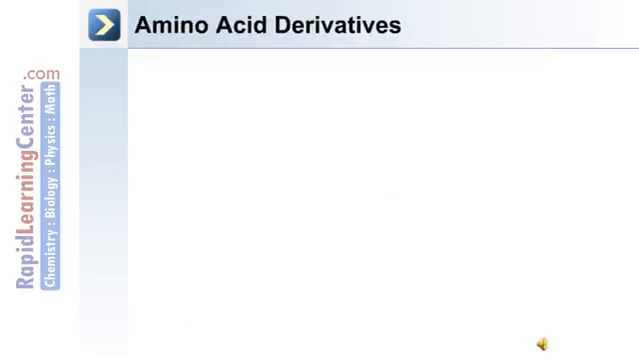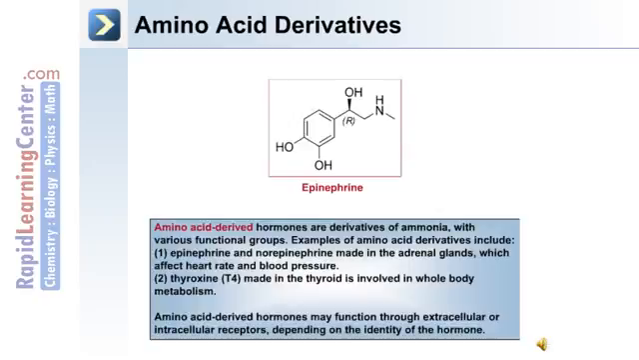The following are examples of hormones derived from amino acids. Examples of amino acid derivatives include epinephrine, norepinephrine, and thyroxine. Epinephrine and norepinephrine are made in the adrenal glands, where they affect heart rate and blood pressure. Thyroxine, or T4, is made in the thyroid, as it is involved in whole body metabolism. Amino acid-derived hormones may function through extracellular or intracellular receptors, depending on the identity of the hormone itself.